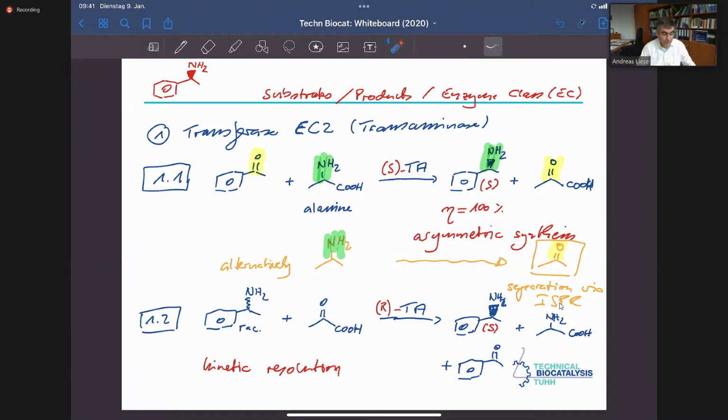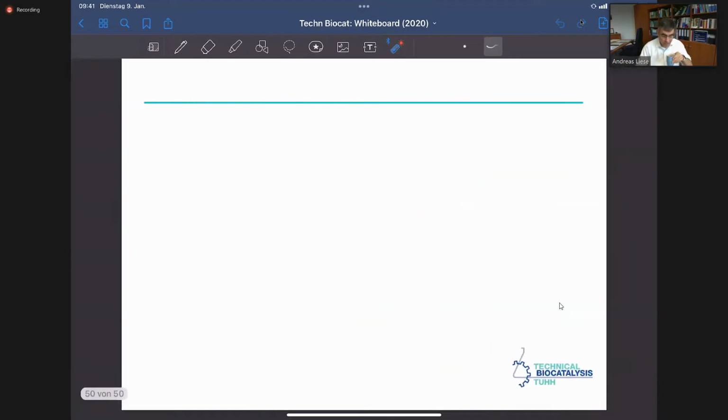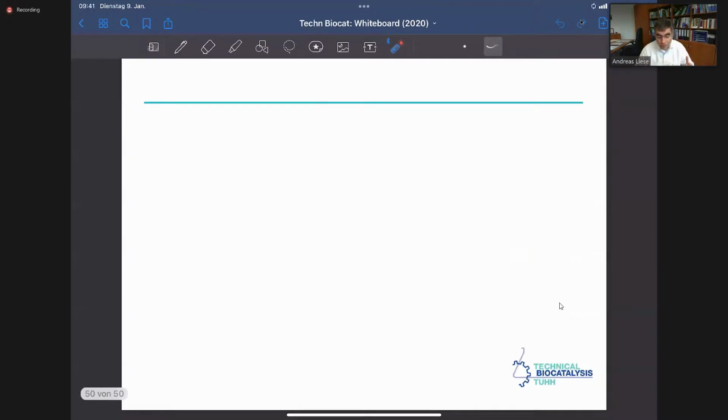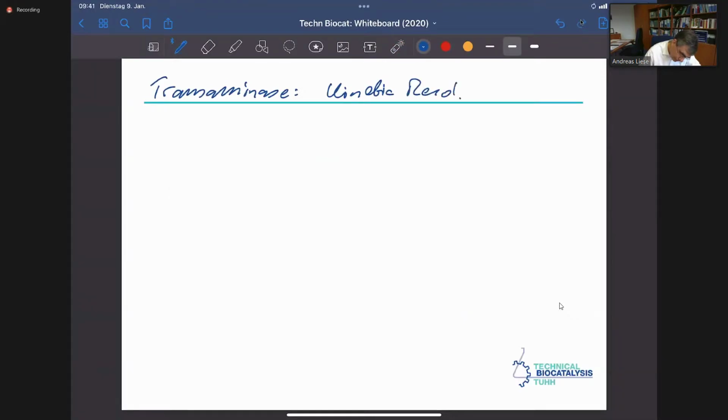Now, before we continue, maybe on this example, namely the second point, the kinetic resolution. There we can once again think about kinetic resolution and asymmetric synthesis. So the topic we're discussing now will be, on the example of the transaminase, the difference between kinetic resolution and asymmetric synthesis.